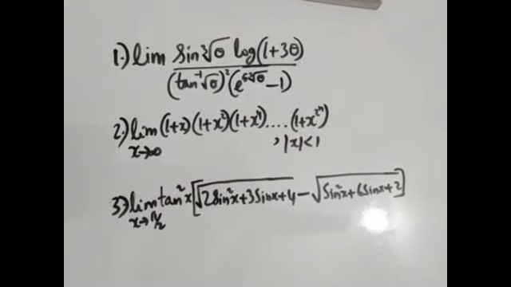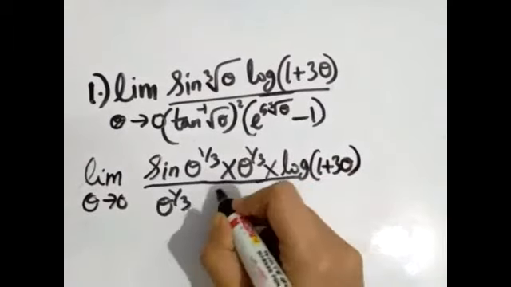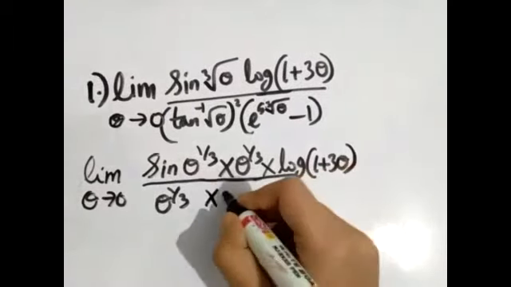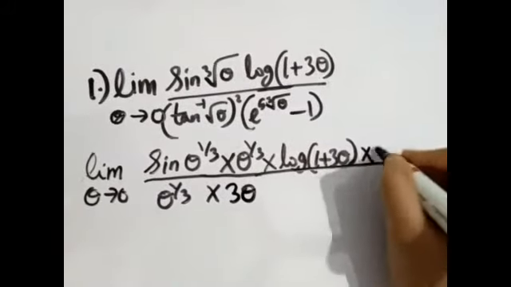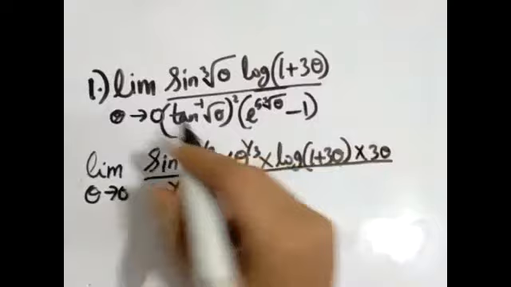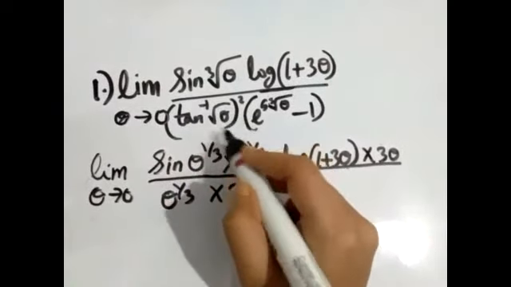I forgot to add the limit theta tends to 0, so I've added it right now. So I have limit theta tends to 0 sine theta raised to 1 by 3 divided by theta raised to 1 by 3, multiplied by theta raised to 1 by 3. So I multiplied and divided by theta raised to 1 by 3. Then I have log 1 plus 3 theta, and I'm multiplying and dividing it by 3 theta. Then I have tan inverse root theta whole square.